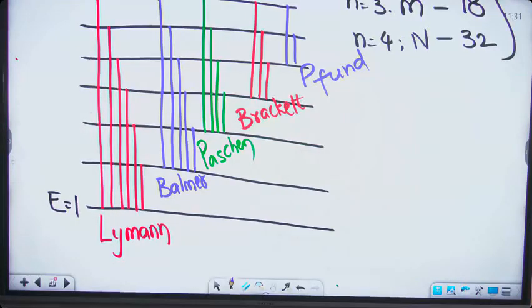Whenever the electrons are moving from a higher energy level to various energy levels, we get the Lyman series, Balmer series, Paschen series, Brackett, and Pfund series. So E7 to E1, or E7 to E2, or E7 to E3, and then E7 to E4, and E7 to E5. Lyman series, Balmer series, Paschen, Brackett, and Pfund.